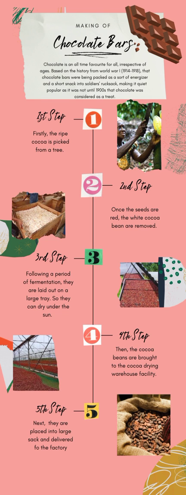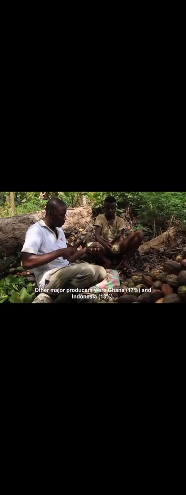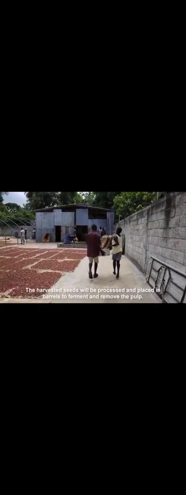Next, for the second step, once the seeds are red, the white cocoa beans are removed. For this process, the workers must place wooden blocks and sit across from each other and use a little machete that's not sharp to break the cocoa pod. The precaution while separating the pod is to be careful when using a machete to avoid injuries.